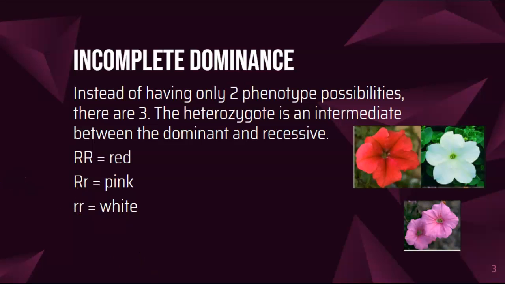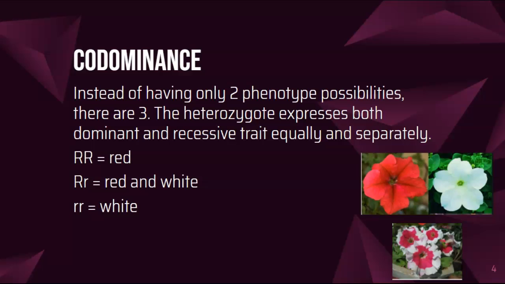Another way we can see this is called codominance. Again, instead of only having two phenotypes, we have three. But instead of red and white making pink, red plus white equals red and white, okay? So here are the baby flowers. Notice we see both red and both white showing up fairly equally and separately.